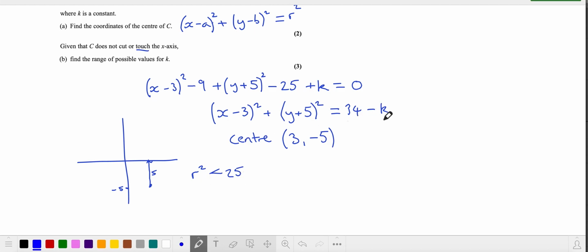We know the radius squared is 34 minus k. Rearrange that, take 25 away from both sides, and we get 9. Add k to both sides, 9 is less than k.